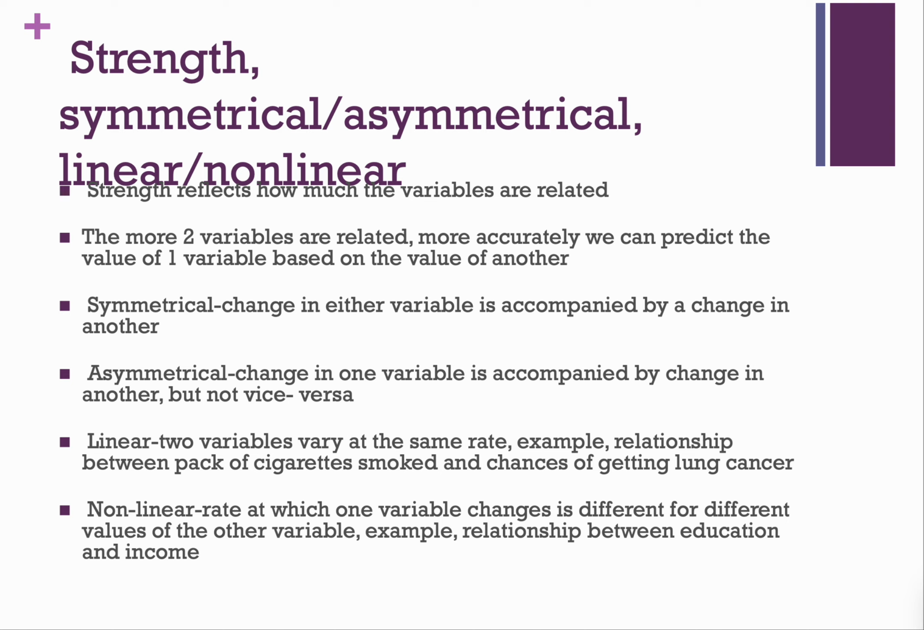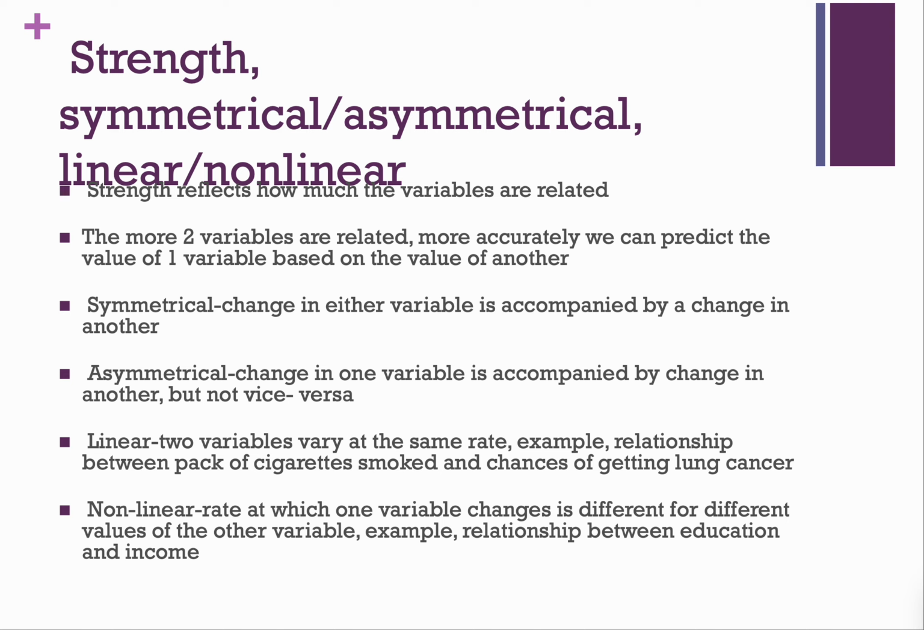Linear says two variables vary at the same rate. Example, the relationship between packs of cigarettes smoked and chances of getting lung cancer. They are varying at the same rate. So if a lot of cigarettes are being smoked, then there is a higher chance of getting lung cancer. That is a linear relationship. But a nonlinear relationship is one in which the change in one variable is different for different values of the other variable.